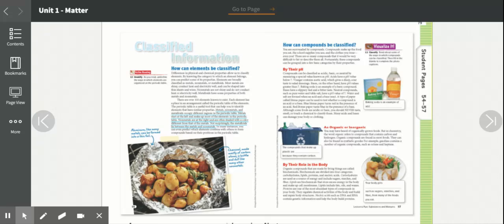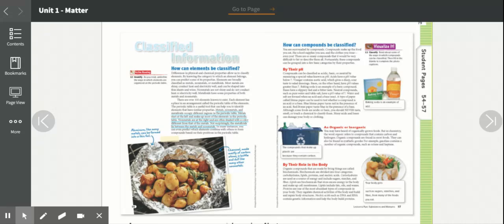Neutral compounds, such as pure water and table salt, have a pH value of 7. Water and salt are formed when an acid and a base react. A type of paper called litmus paper can be used to test whether a compound is an acid or a base. Blue litmus paper turns red in the presence of an acid. Red litmus paper turns blue in the presence of a base.